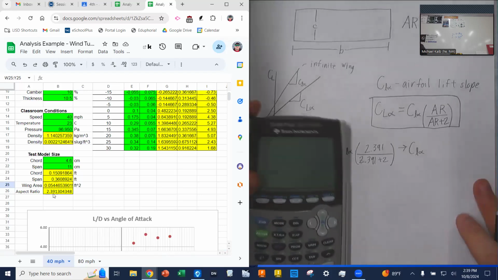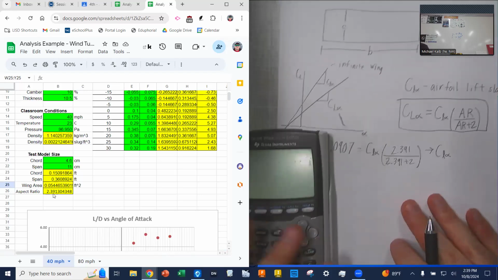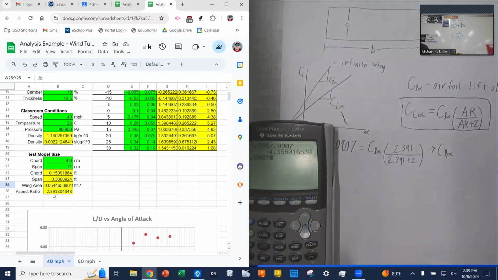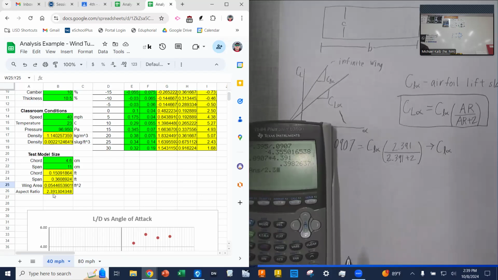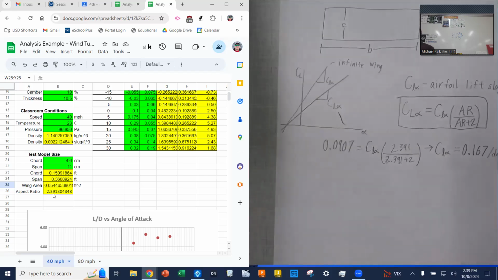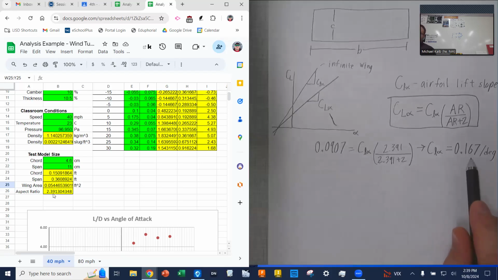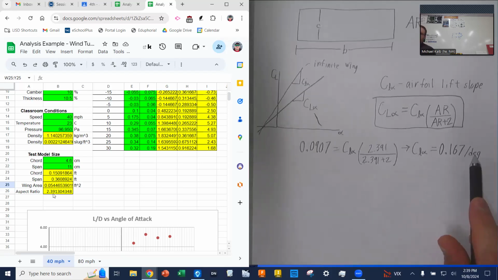So with a little bit of algebra, 0.0907 times 4.391 divided by 2.391 gives us 0.167 per degree. So that's the theoretical lift slope of this airfoil. Fun fact, if your units for angle are radians instead of degrees, a thin wing would have an airfoil lift slope of exactly 2 pi.